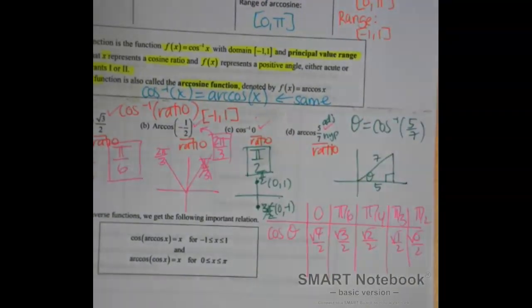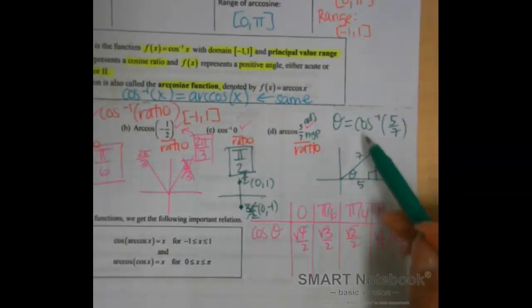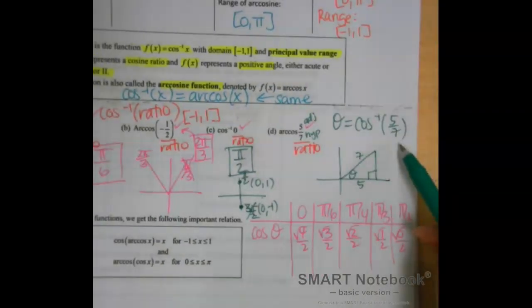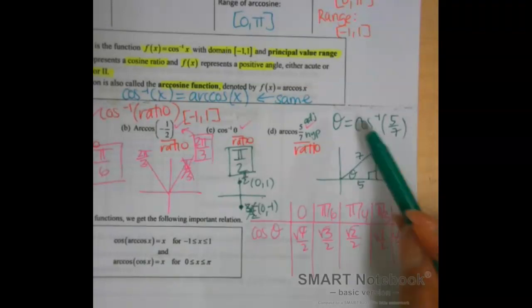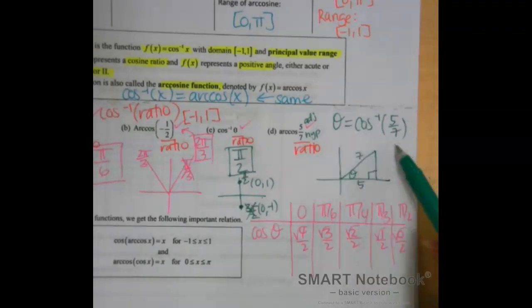We had this conversation last time. Cosine inverse is equal to 5 over 7. Think back to when you were in geometry. If your geometry teacher gave you a question like this, besides crying, what would you do?